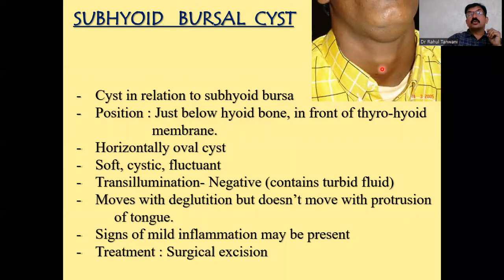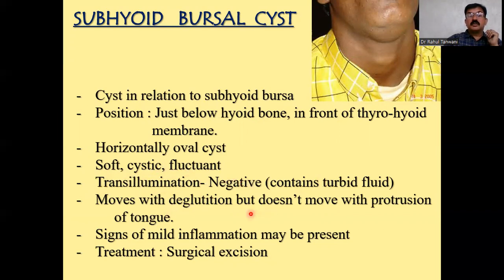Remember that the commonest location of thyroglossal cyst is subhyoid. Here again, it is the commonest location. The name itself says so. So both are seen at the same location. Now, what is the difference? Thyroglossal cyst is vertically ovoid because it is related to the tract. But here it will be horizontally ovoid. But it may not be a very remarkable or prominent difference. Soft, cystic, fluctuant, both are, okay.